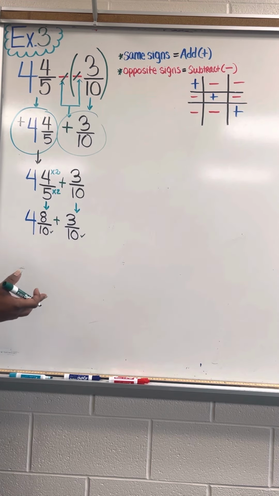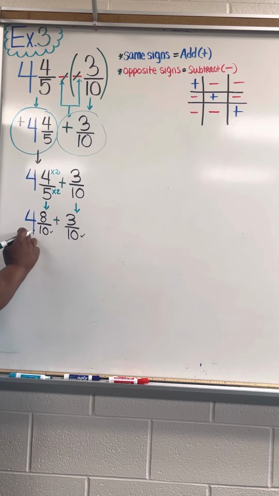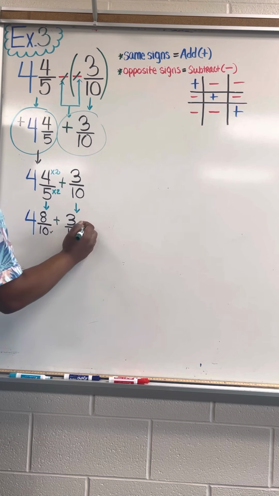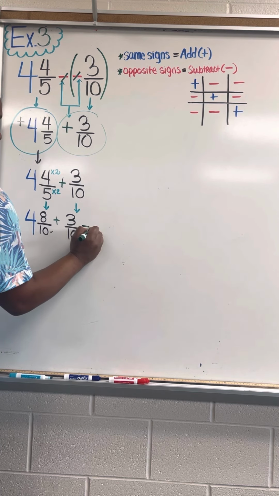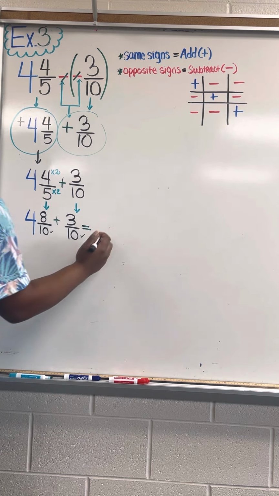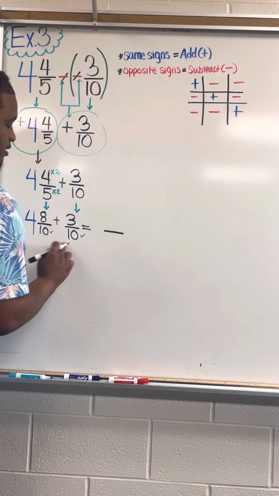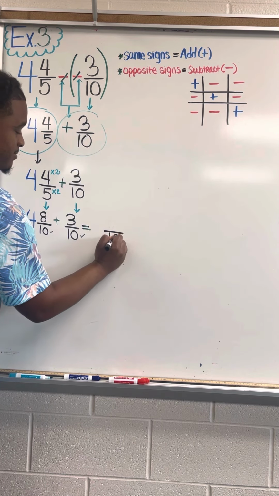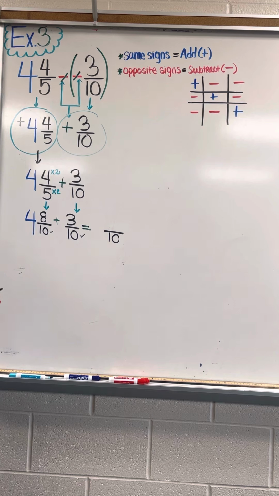Now, guys, since they both have the same denominators, we're good. All we need to do is add the bases or the whole numbers together and then add the numerators together, okay? So remember, guys, we do not add the denominators. The denominators stay the same. So I already know that it's gonna be over 10, okay?